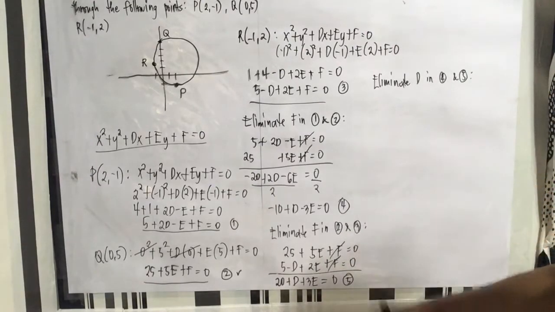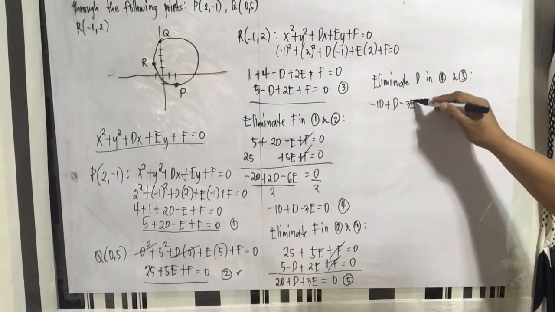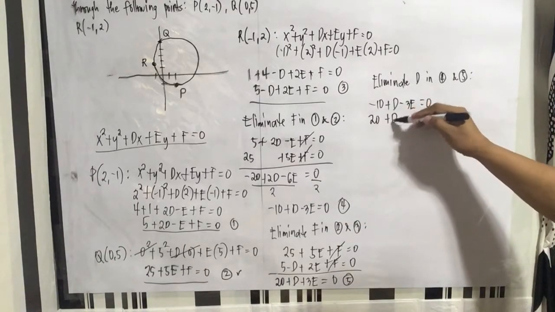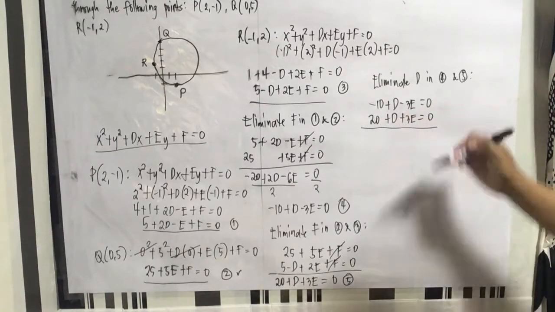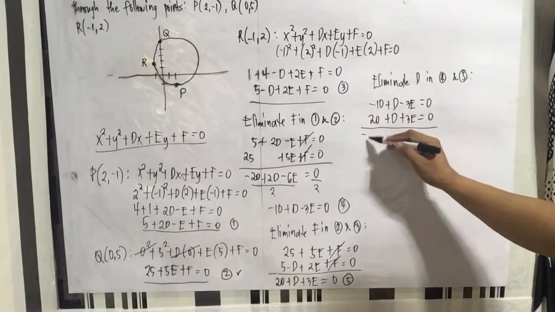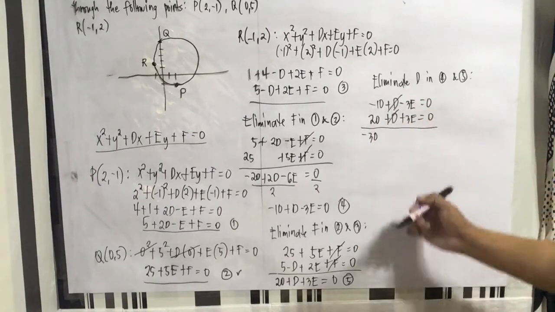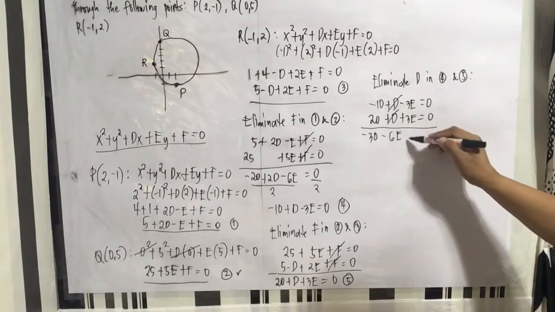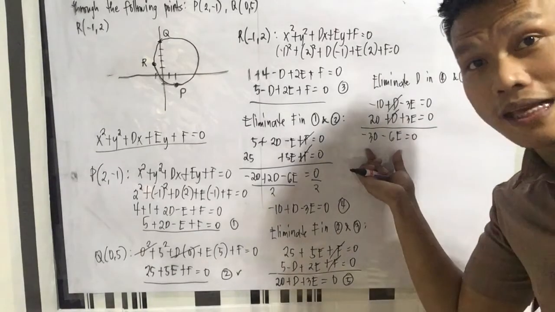Okay, let's eliminate. What is equation 4? Negative 10 plus d minus 3e equals 0. The other one, we have 20 plus d plus 3e equals 0. So we have negative 10 minus 20 is negative 30. We have d minus d, cancel out. Negative 3e minus 3e is negative 6e equals 0. As you can see, ang natira na lang natin dito na variable ay e.